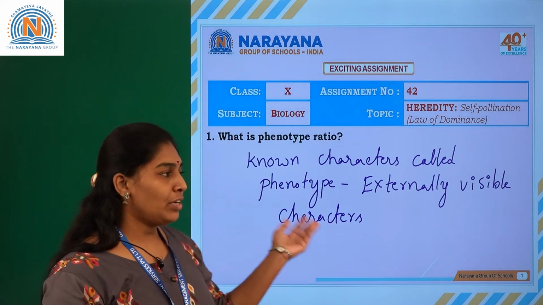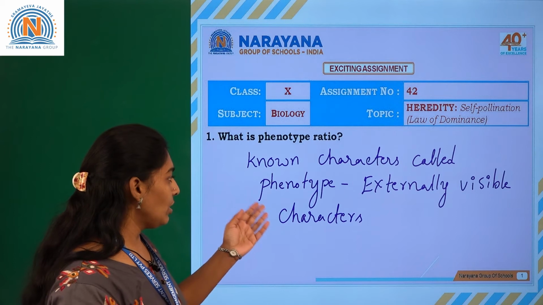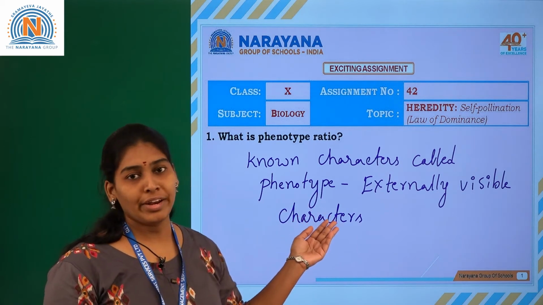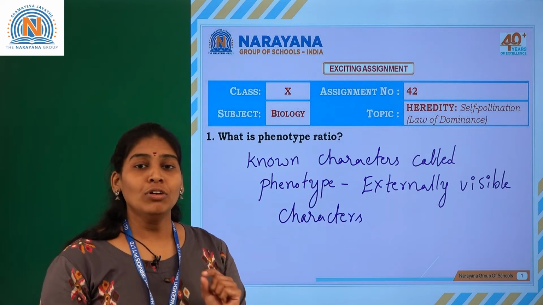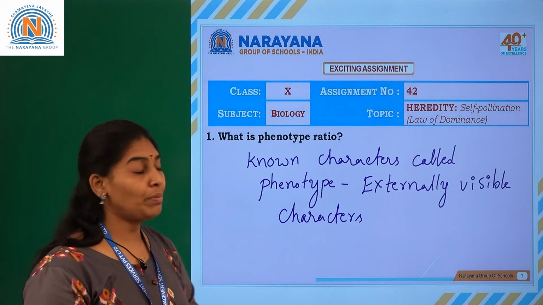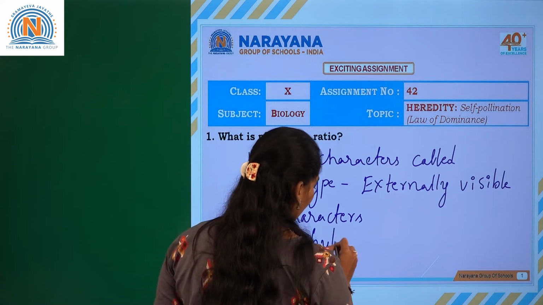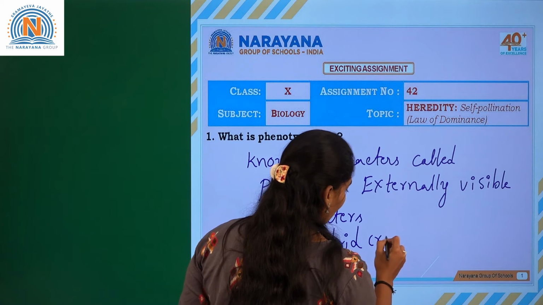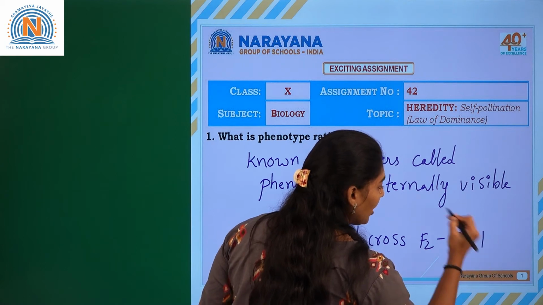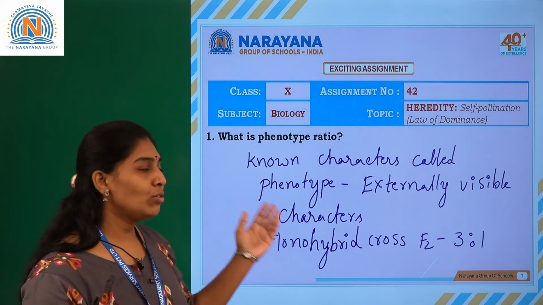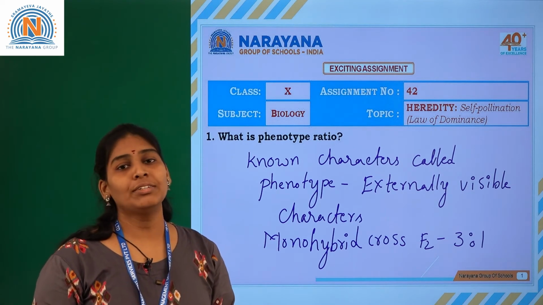So, for example, if you take the monohybrid cross F2 generation phenotypic ratio, these characters which are expressing in a ratio is called the phenotype ratio, phenotypic ratio. So the monohybrid cross F2 generation phenotypic ratio is 3:1. Externally visible characters are called phenotype characters and the ratio is the phenotypic ratio.